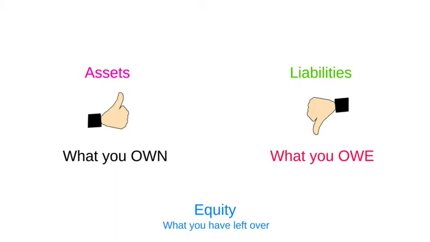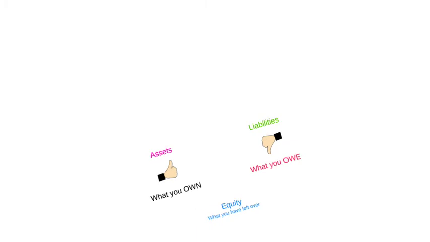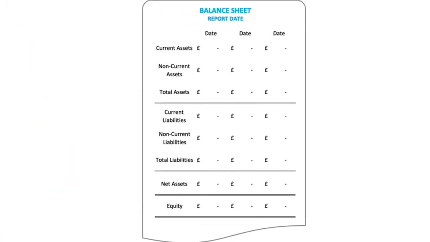So naturally, we would like to see that you own more than you owe. But it can also tell you more than that as well. Let's look at a more detailed balance sheet. We have multiple account codes here, but what exactly do each of these mean?